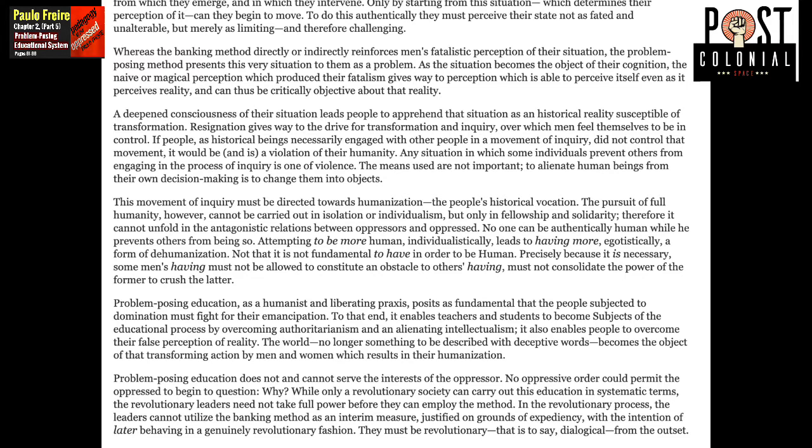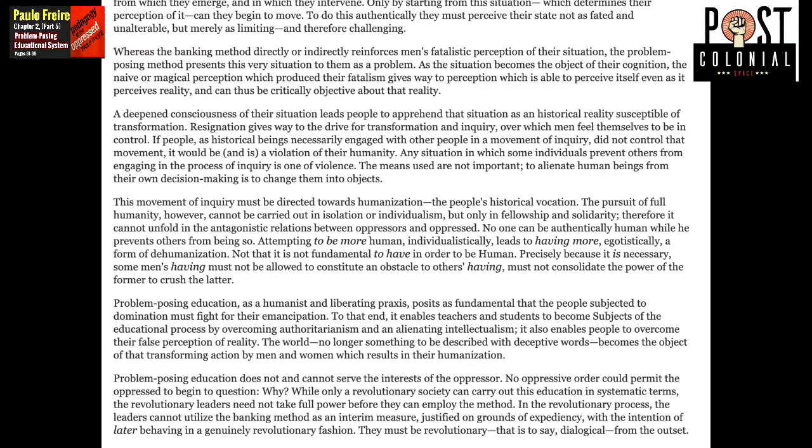If people, as historical beings necessarily engaged with other people in a movement of inquiry, did not control that movement, it would be and is a violation of their humanity. Any situation in which some individuals prevent others from engaging in the process of inquiry is one of violence. The means used are not important. To alienate human beings from their own decision-making is to change them into objects. This movement of inquiry must be directed towards humanization, the people's historical vocation.